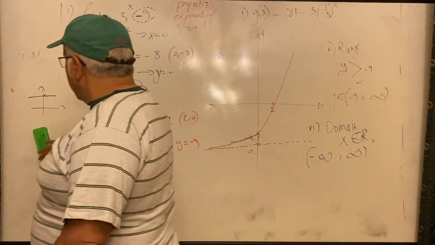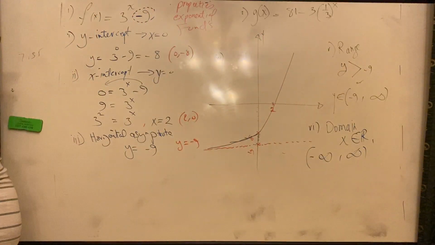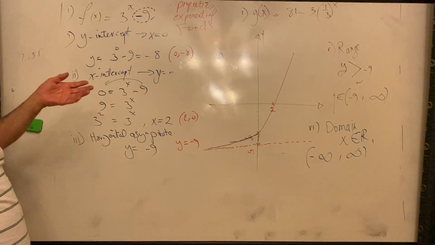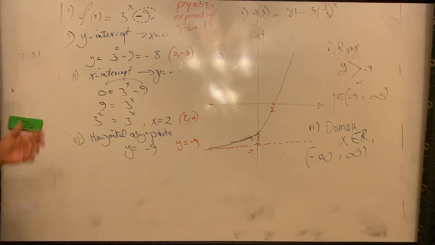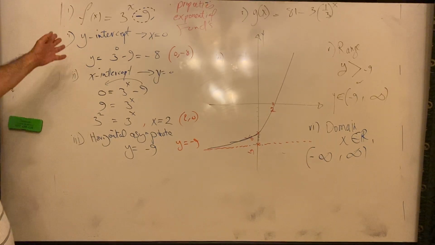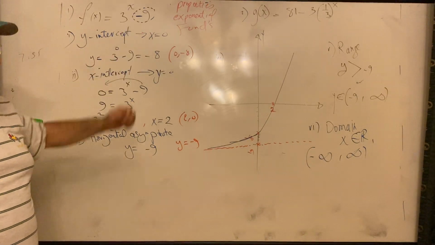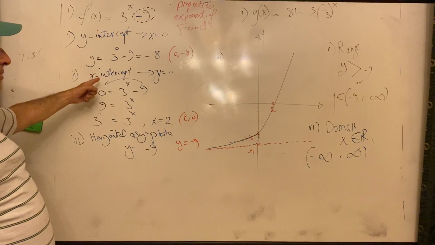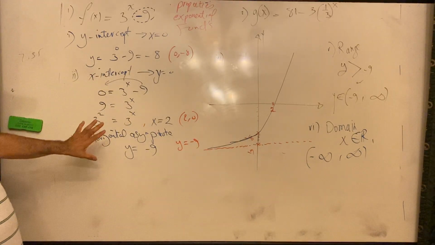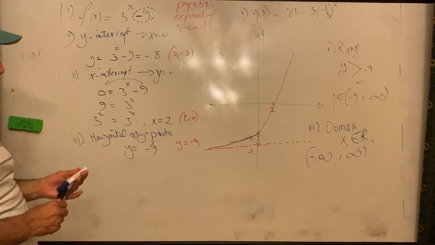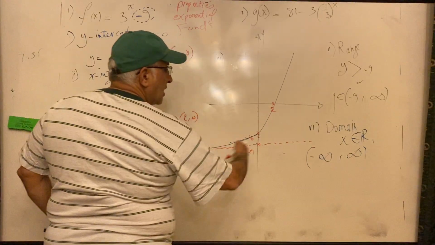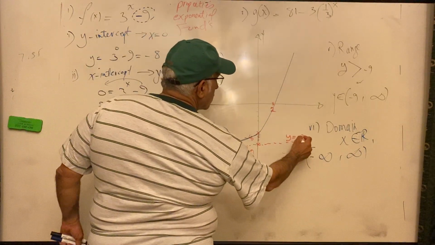So, ladies and gentlemen, that's basically some properties of one of the very simple exponential functions, power function, indicial function. Indicial is coming from index, indices. The adjective is indicial. We found the y-intercept by looking at x equals 0. We found the x-intercept by looking at y equals 0. And there is always a horizontal asymptote. This line is called the horizontal asymptote. Its equation is y equals -9.